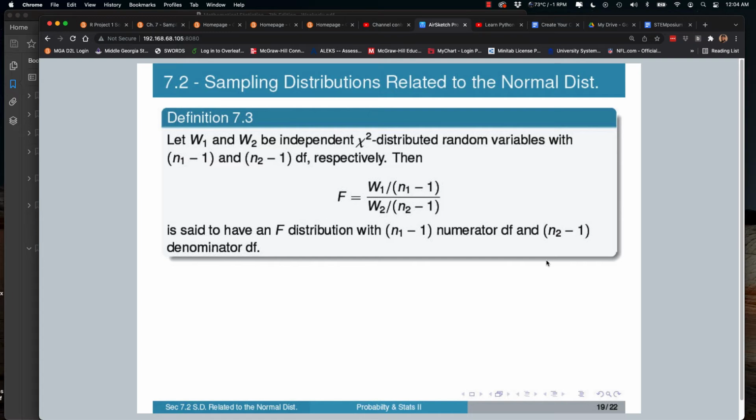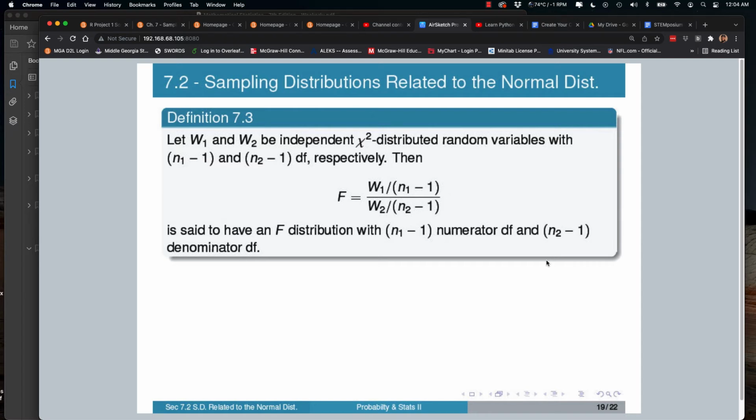So if we let W sub 1 and W sub 2 be independent chi-square distributed random variables with n sub 1 minus 1 and n sub 2 minus 1 degrees of freedom respectively. So both of these are chi-square distributions. Remember, that's our way to approximate s squared. And then W2 is another one that's doing the same thing. We're basically doing a ratio of the variances compared to one another, all right? And so that's what this formula technically does.